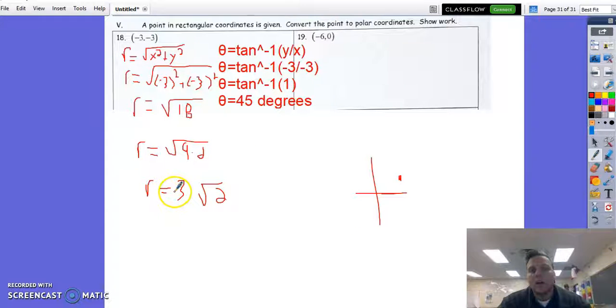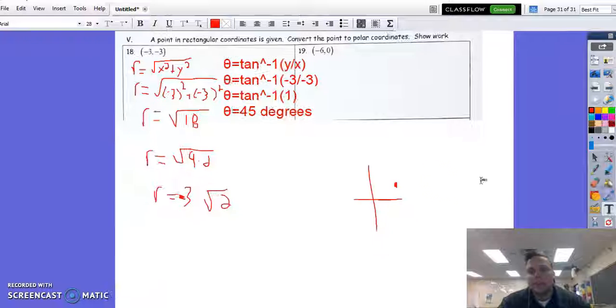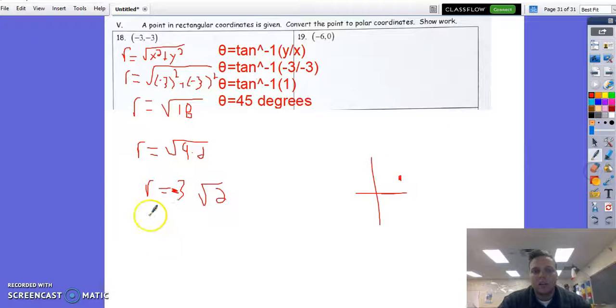Okay? So, I need to let my r be negative. Alright, so my r is negative, theta is 45 degrees. So my answer, and this is going to be poorly drawn, is (-3 square roots of 2, 45 degrees). And that's how you do it.